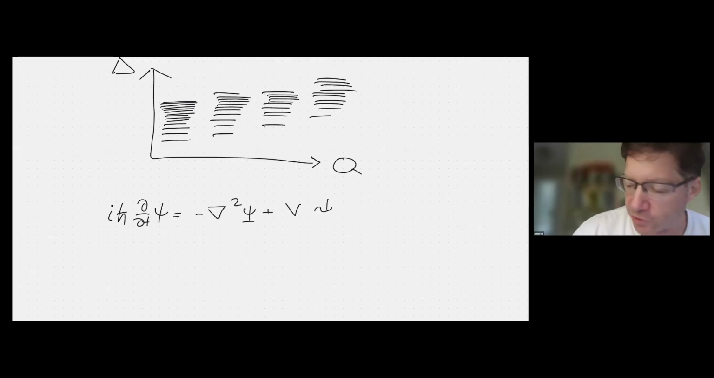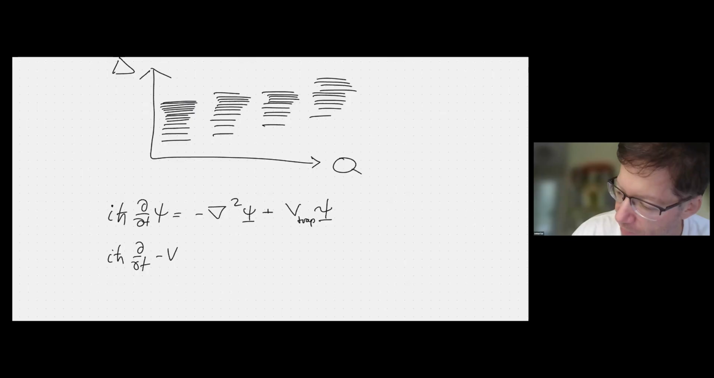This is the Schrödinger equation, right? Now, in this Schrödinger equation, the potential appears in an interesting way. So let's move the potential to the left-hand side. We can move the potential to the left-hand side and write the Schrödinger equation like that. And now you might want to interpret this as a covariant derivative.